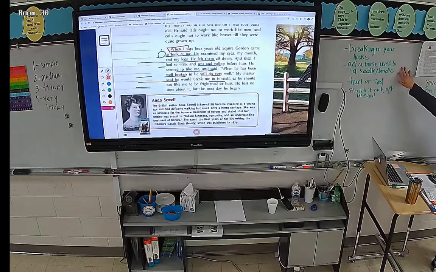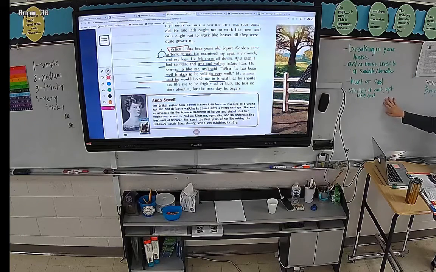Getting a horse used to a saddle and bridle is part of being broken in. You're training them to get used to the saddle, like you guys said with the mittens and the gloves and the bats, over and over. In training, they would do this over and over. It's a process to get broken in. They're not broken in one day. Training takes several days. Okay?